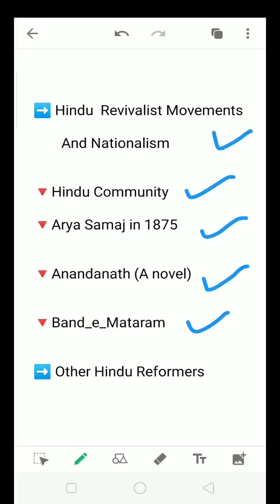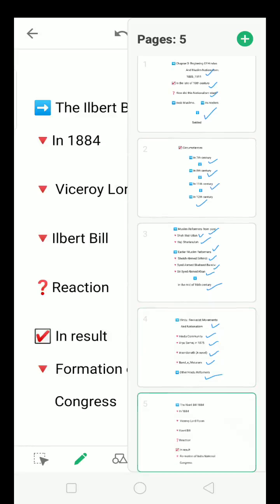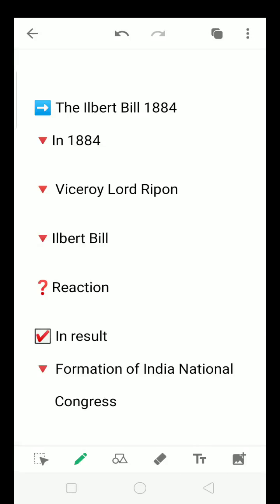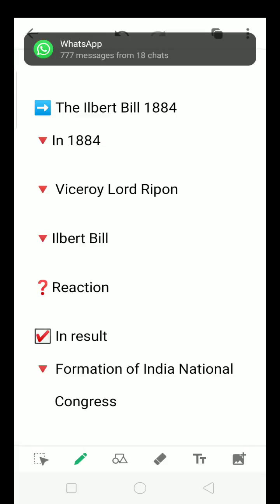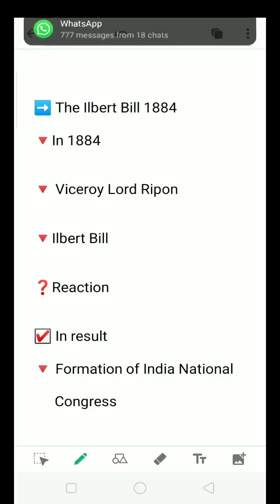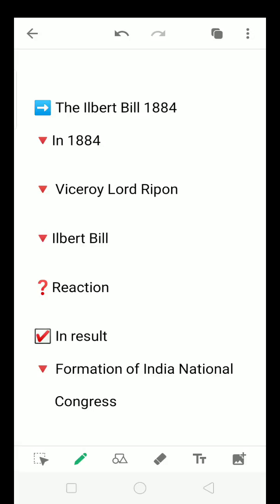After this, there were other Hindu reformers like Bal Gangadhar Tilak and Gopal Krishna Gokhale. They led the conservative and modernist approaches to gaining rights of self-rule from the British. After these circumstances, when there were many Hindu and Muslim reformers, the British thought to pass a bill, and in this sequence, in 1884, a bill named the Ilbert Bill was passed by Viceroy Lord Ripon.